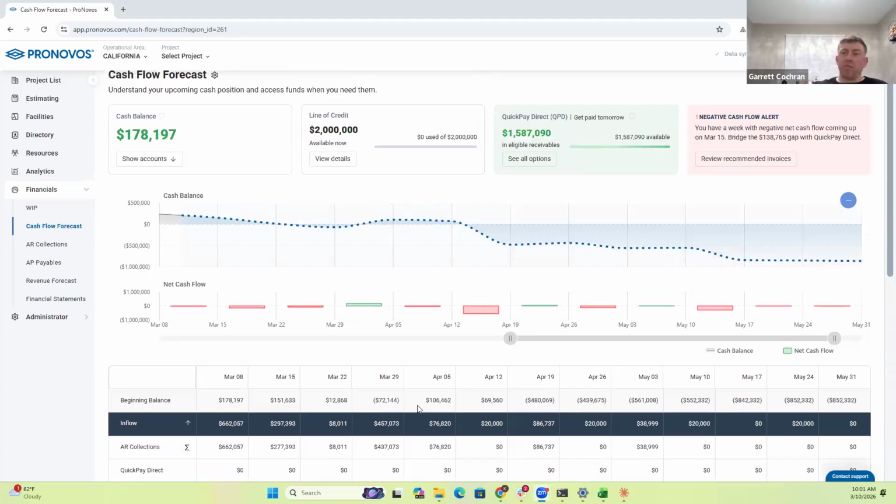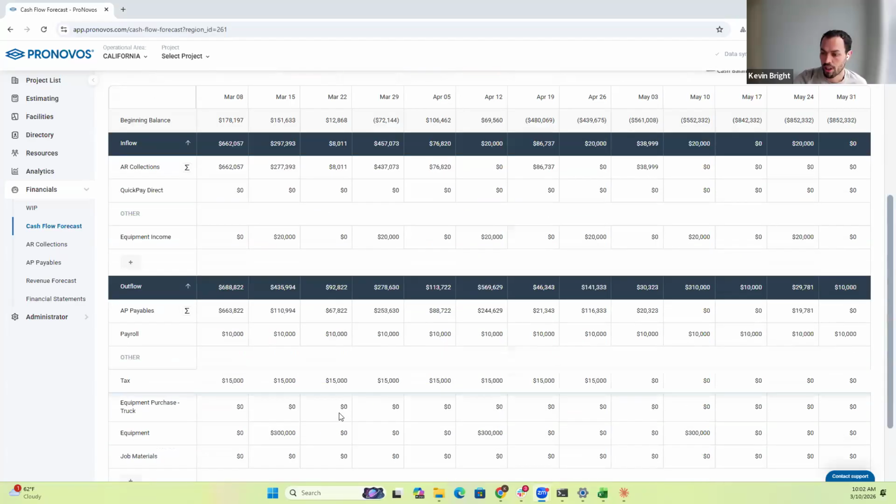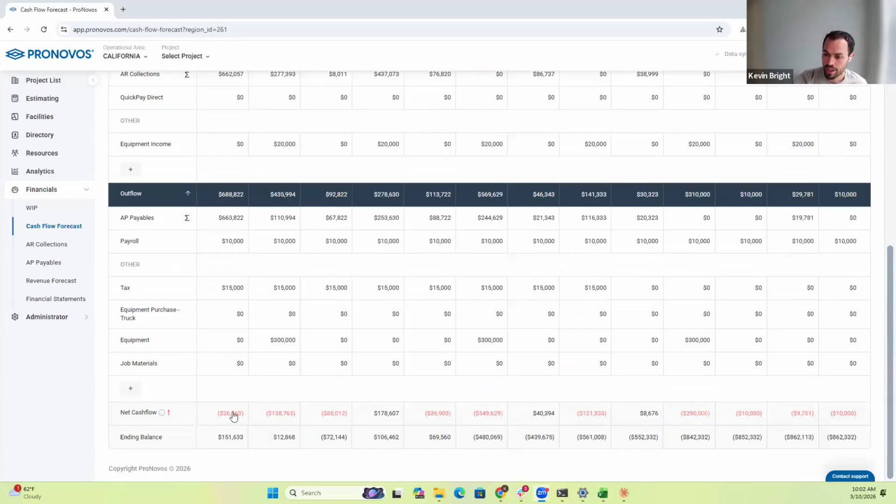I love it. Yeah, absolutely. So I guess we got the cash flow forecast open. How would I go about identifying maybe where early payment may support my self-perform work and keep myself in the positive? Yeah, definitely. So if you go down the bottom here and you can see any week with a negative net cash flow, you can just click on that.